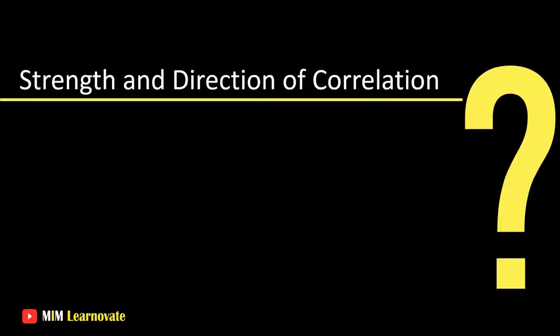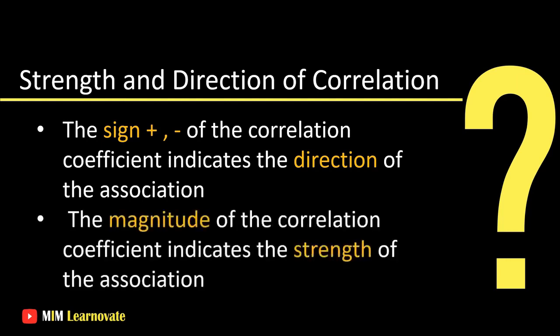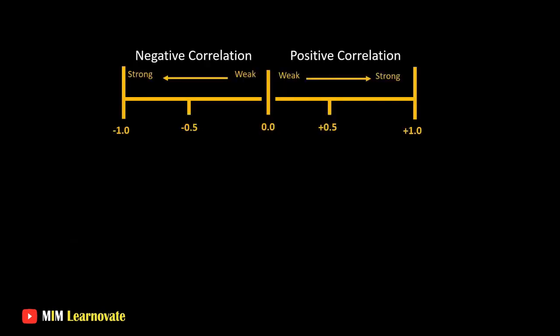Strength and direction of correlation. The sign of the correlation coefficient indicates the direction of the association. The magnitude of the correlation coefficient indicates the strength of the association. The following guidelines are useful when determining the strength of a positive or negative correlation.